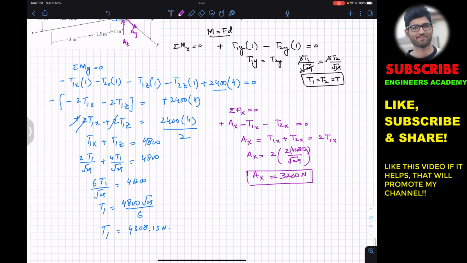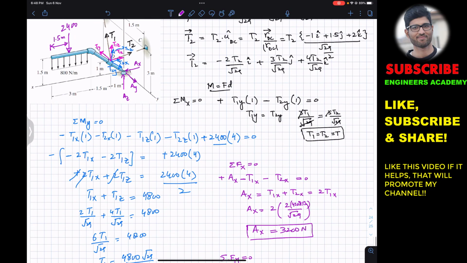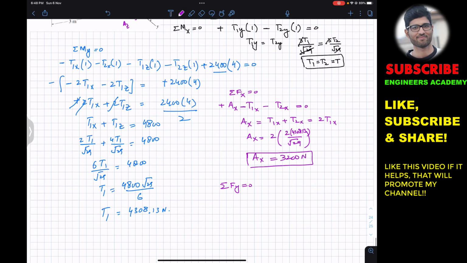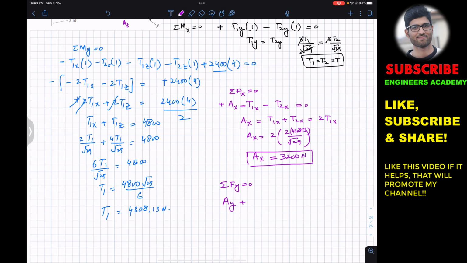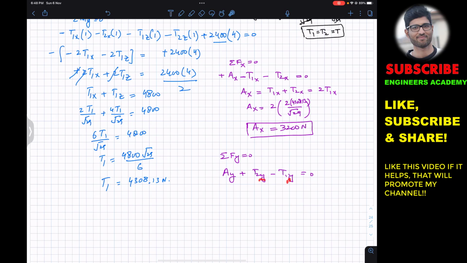Similarly, the summation of forces along y must be equal to 0. Along y we have Ay and t2y minus t1y, so Ay plus t2y minus t1y is equal to 0. Since t1 and t2 are equal, the y components are equal but acting in opposite directions, so they will cancel out each other, so Ay equals 0.